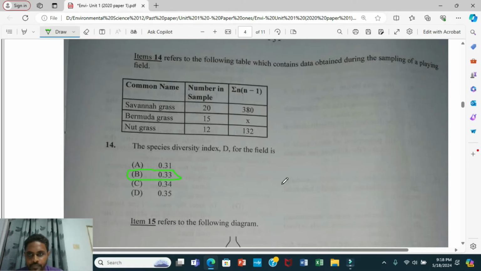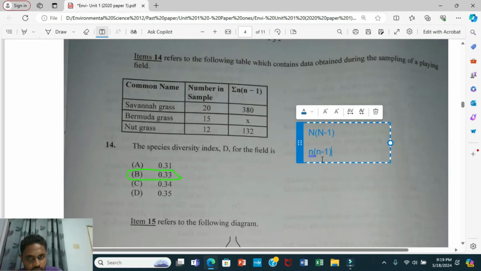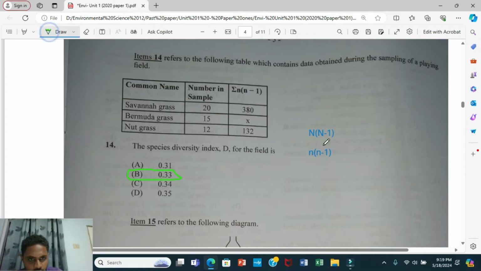Using the species diversity formula, that's going to be N(N minus 1) divided by the sum of n(n minus 1). That's the formula. However, they are using it the opposite way. They are using this part at the top, so you'll get a different answer. But if you do it their way, you just put this part at the top.